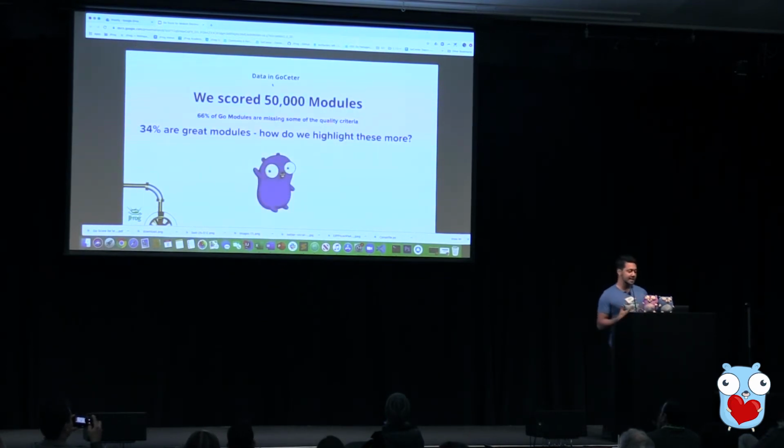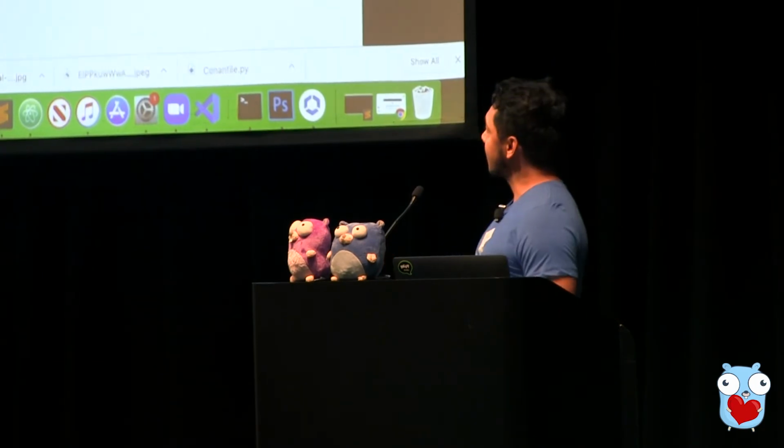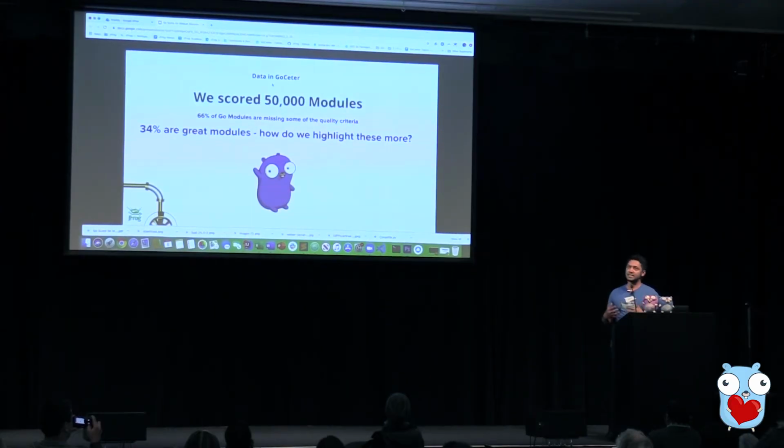So to give you some idea of those metrics, we've been able to uncover some really interesting data. We did go and score 50,000 modules, and what we found is 66% of those modules don't meet some of the really basic quality criteria that I listed. A lot of people create projects. They don't necessarily mean for them to be out in public. They may not add an open source license. They may not add much content to the README file.